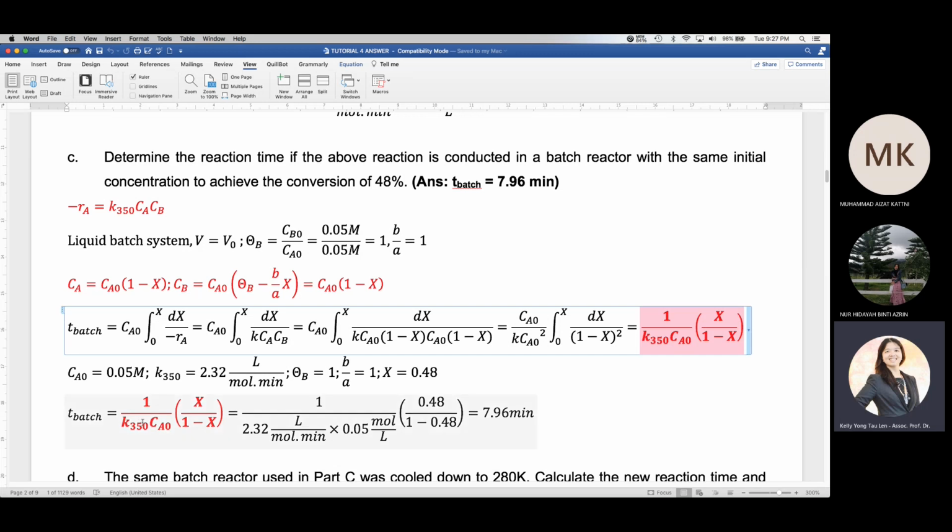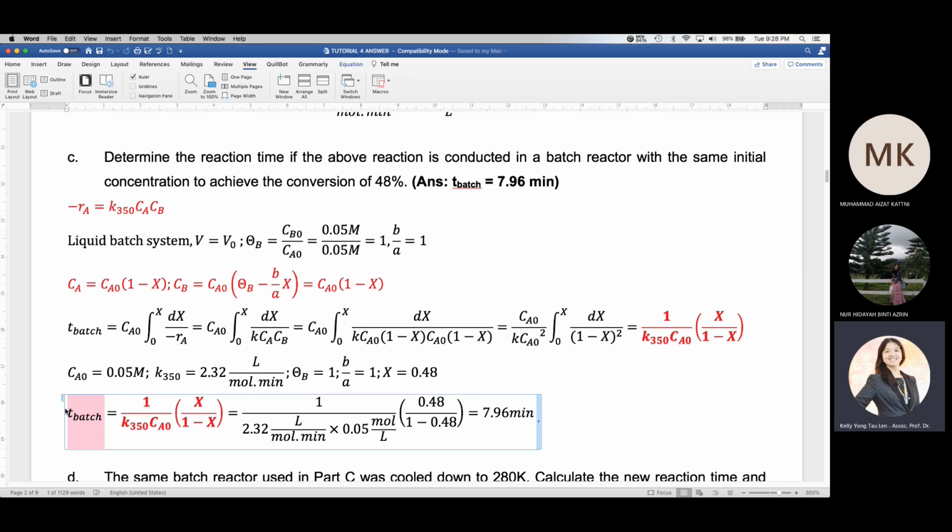So K kita dah tahu sama je. Selagi dia tak tukar suhu, K tu kamu guna saja K pada reaction temperature, which is 2.32. Okay, CA0 0.05. X, dalam kes ni dia nak cari reaction time. Okay, kamu jangan lupa. Kalau PFR, CSTR is volume. Nak kita mencari volume ataupun equation tu berdasarkan the aim volume. However, batch reactor different. Kalau batch reactor, we are talking in terms of reaction time. Sebab tu kat belah kiri dia reaction time. Kalau PFR, CSTR, belah kiri dia volume.